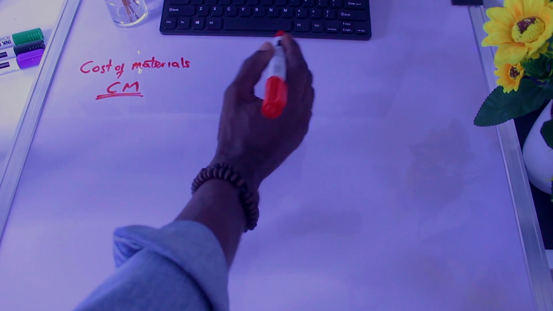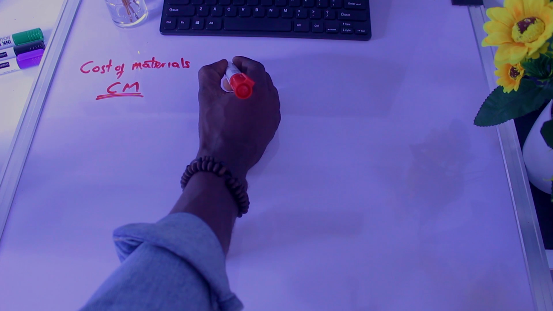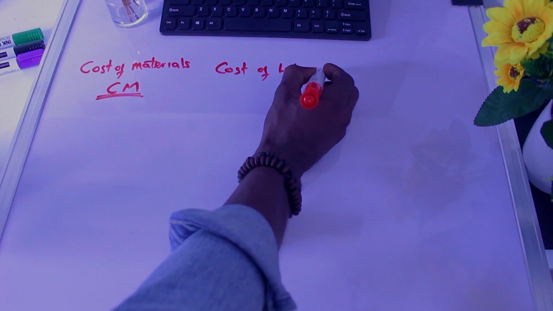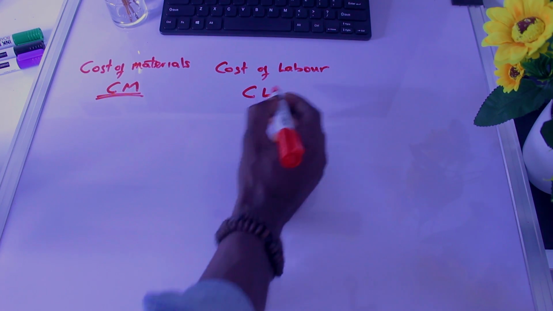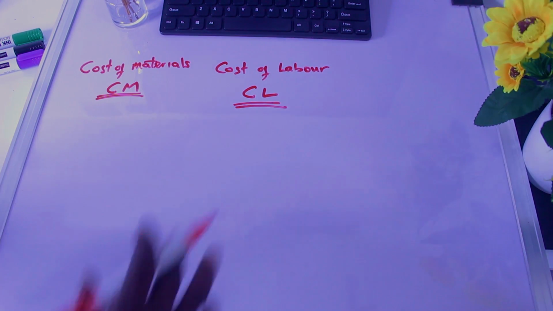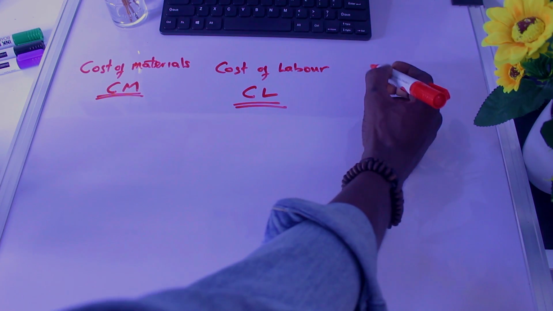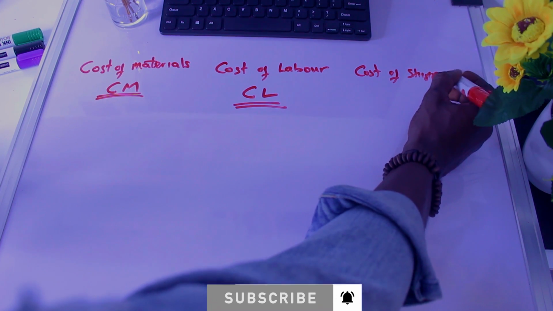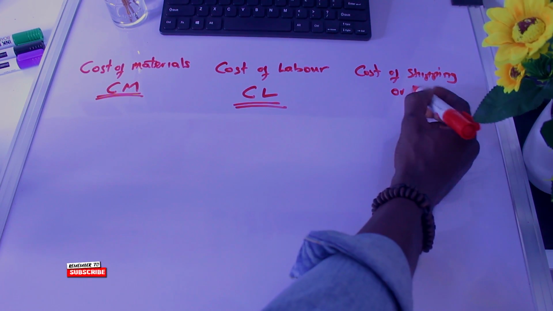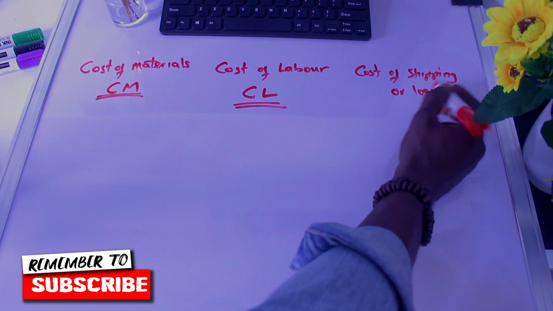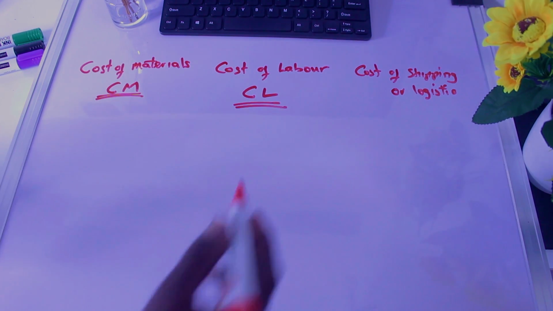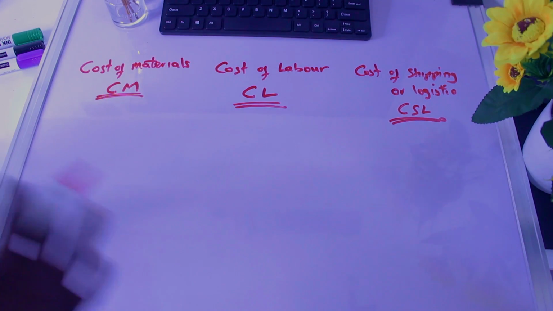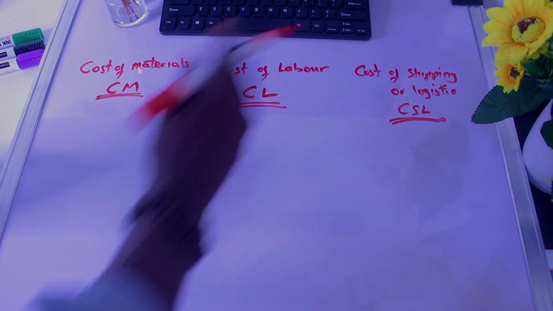We'll call this CM. And the second one is going to be cost of labor, which I will write here, cost of labor. You can see that, which I'm going to call CL, right? And I'll just rule this also. And the third one is going to be cost of shipping. Cost of shipping, you can see that, or cost of shipping or logistics. That is cost of transportation of your product. You can see that, which I'm going to call CS, or I can just call it CSL, and I'm going to chart that also. These are the 3 things you want to work for, right?